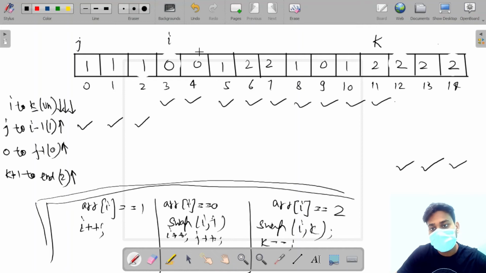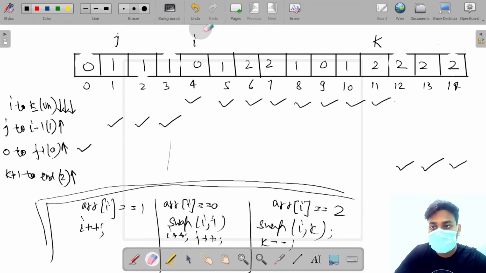Now again AR of I equal to 0. What we have to do? We have to swap it with the value of J. So now let's swap it. Here it comes 0. Here it will come 1 and increase the pointer. I comes here and J comes here. Now update the region also. The unknown region decreases. The region of 0 increases and the region of 1 is modified.